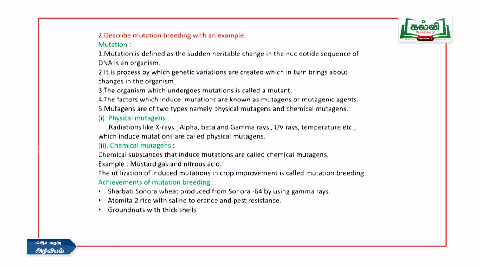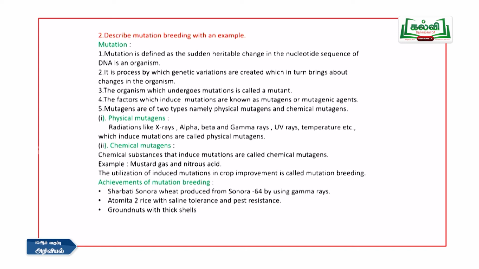Point number 4, the factors which induce mutations are known as mutagens or mutagenic agents. Point number 5, mutagens are of 2 types, namely physical mutagens and chemical mutagens. Now we want to write physical mutagens. Radiations like X-rays, alpha rays, beta rays, gamma rays, UV rays, temperature, etc., which induce mutations are called physical mutagens.